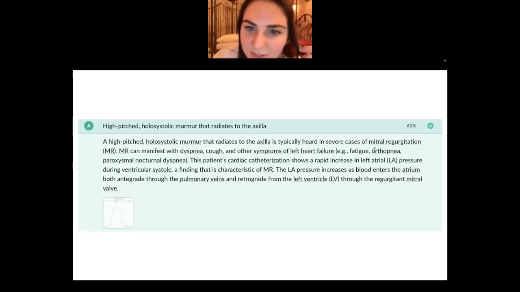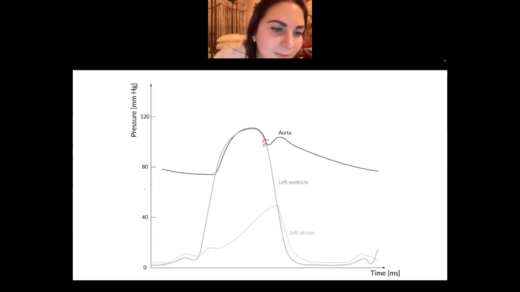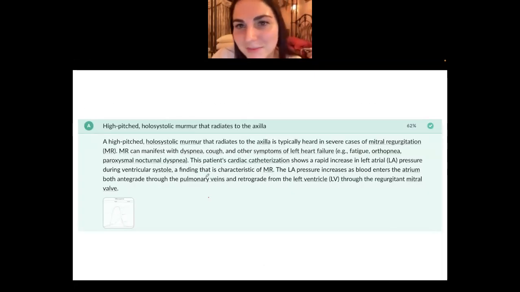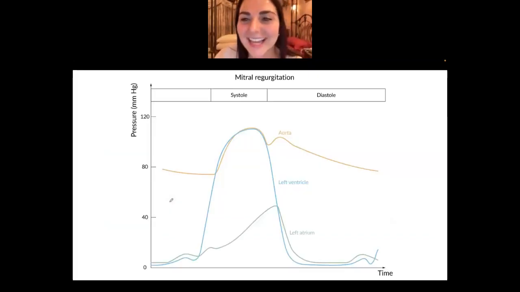Mitral regurg. Rapid increase in left atrial pressure during systole. Oh, you know why? Because that's not where the left ventricle opens. This is where the aortic valve closes. Yeah, it's just me being silly. So sorry I gave that away, but it was good. We all learned.